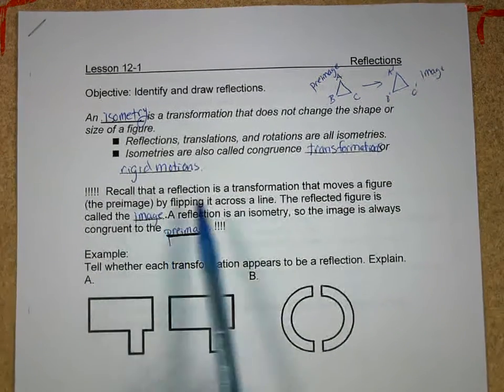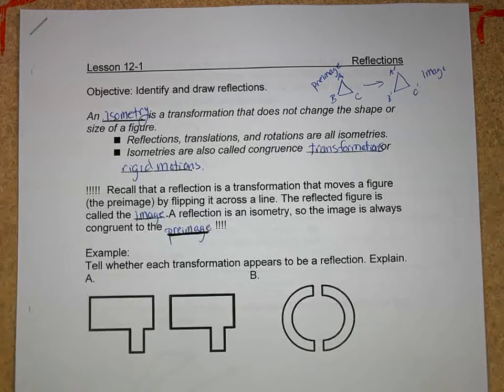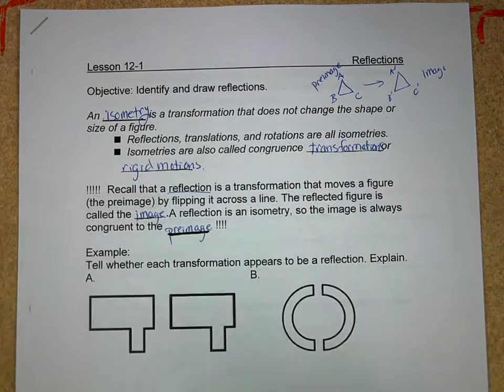Again, so we just talk about recall. It moves a figure, the pre-image, flipping it across the line. So a reflection, what is it? A reflection is a transformation that moves a figure by flipping it across a given line. The reflected image is called the image, and the original one is called the pre-image.